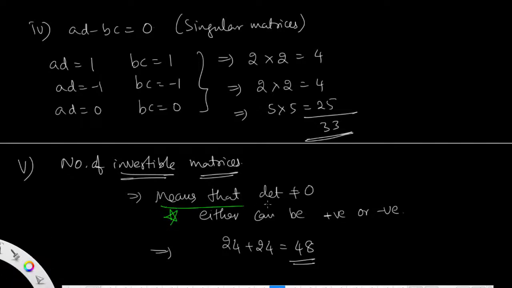It means that the determinant should not be 0. It can be a positive determinant or a negative determinant. Then only is the number of invertible matrices possible. So totally, negative gives 24 and positive also gives 24. The total is 48 ways.